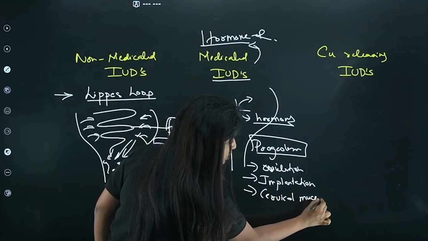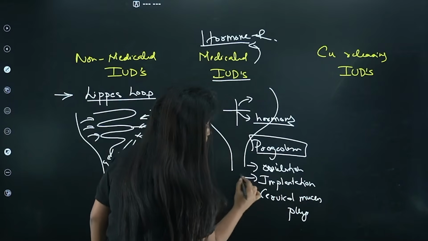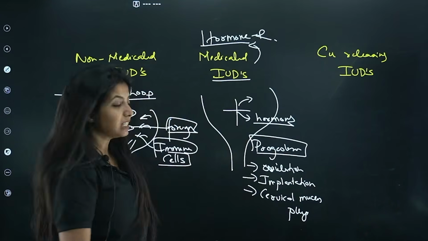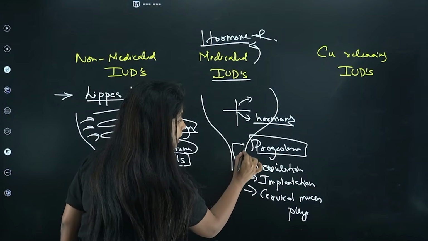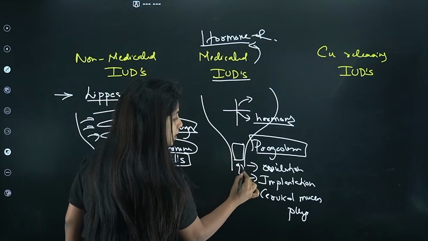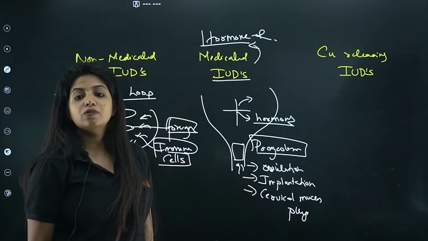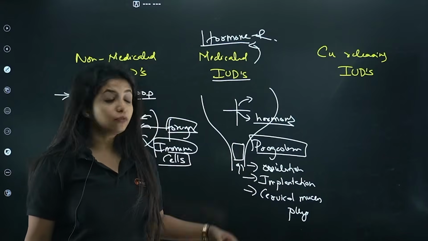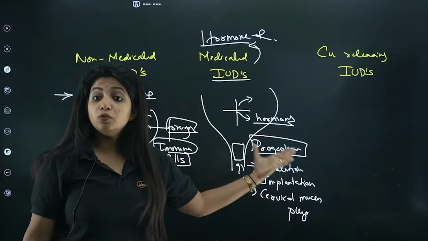Cervical mucus plug. So listen to me, sperm moves from the vagina to the cervix, then to the uterus. Suppose in the cervical region there's a plug-like thing being formed. Do you think the sperms can move upwards? No, the sperms will not be able to do that. Okay, the sperms will not be able to go ahead because of the mucus plug out there.